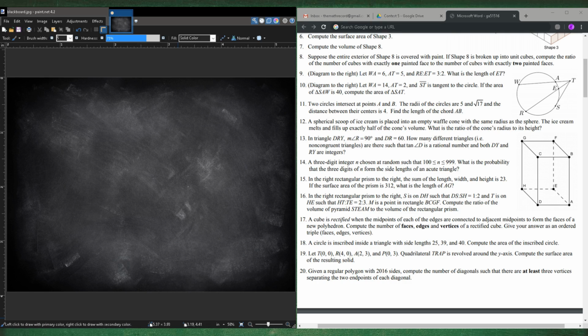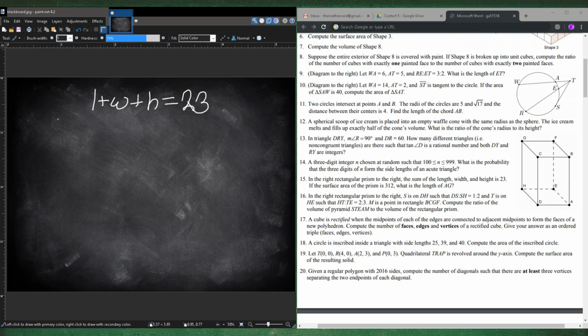Number 15, in the right rectangular prism to the right, the sum of the length, width, and height is 23. If the surface area is 312, what's the length of AG? So they're looking for the 3D diagonal, the space diagonal, or whatever it's referred to. So length plus width plus height is 23.